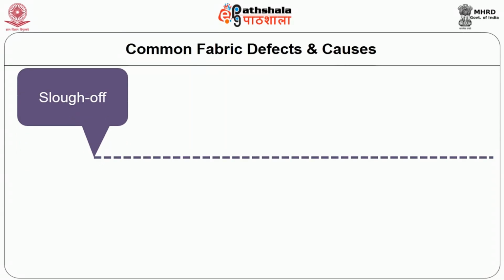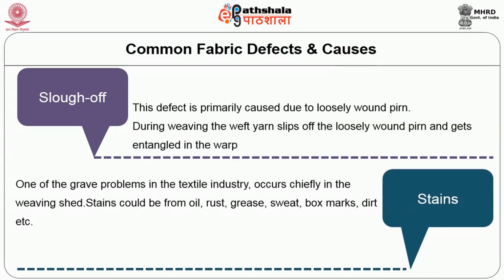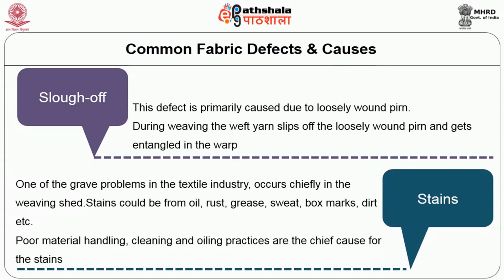Next defect is luff off. This defect is primarily caused due to loosely wound pirn. During weaving, the weft yarn slips off the loosely wound pirn and gets entangled in the warp layer. The stains: one of the grave problems in the textile industry occurs chiefly in the weaving shed. Stains could be from oil, rust, grease, sweat, box mark, dirt, etc. Poor material handling, cleaning, and oil practices are the chief causes for this defect.